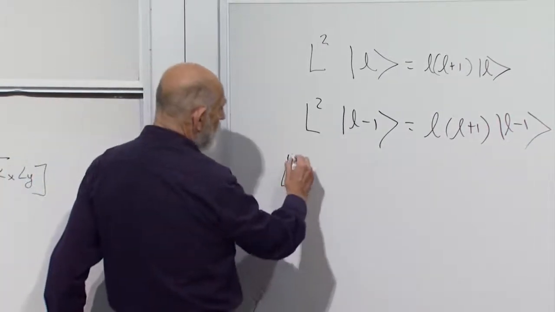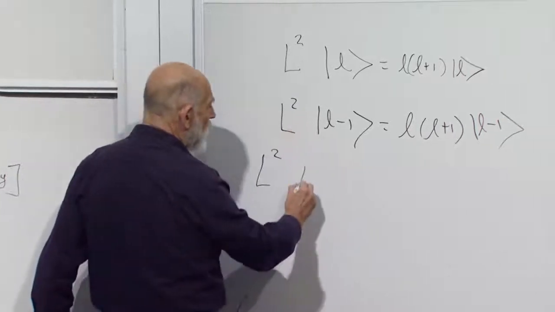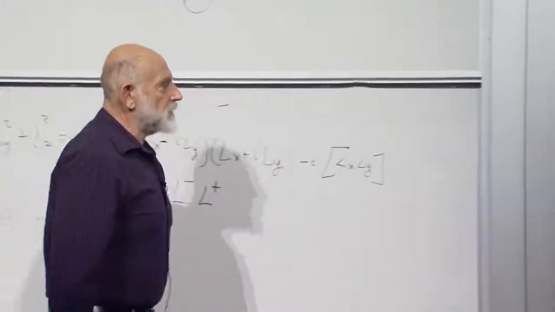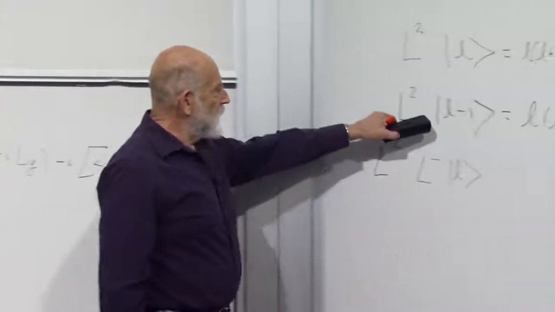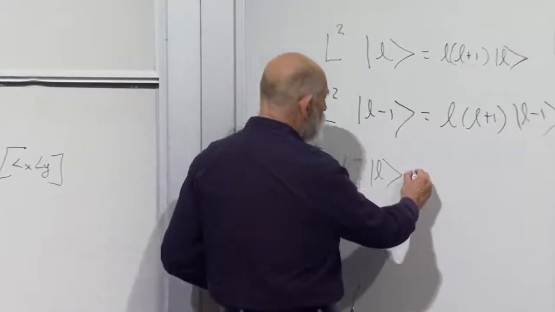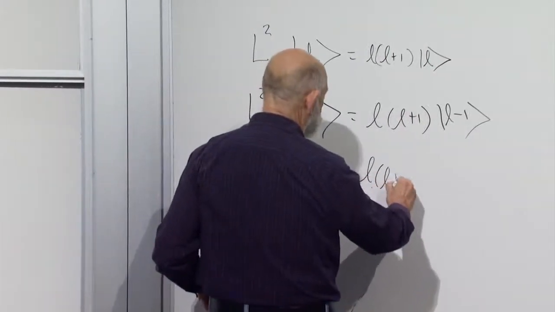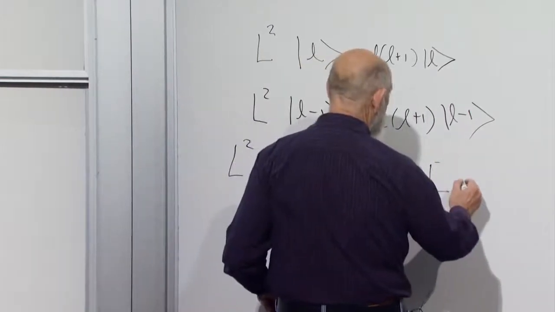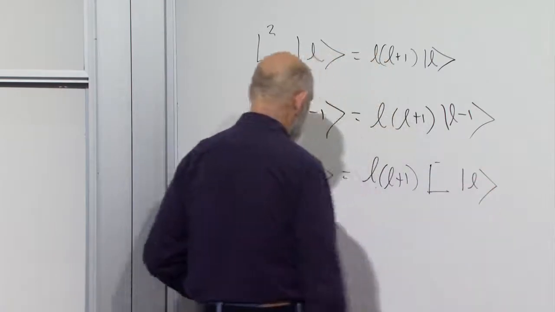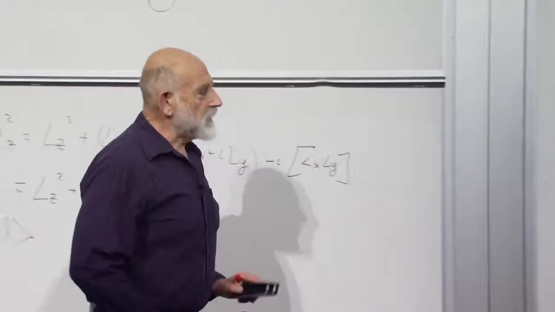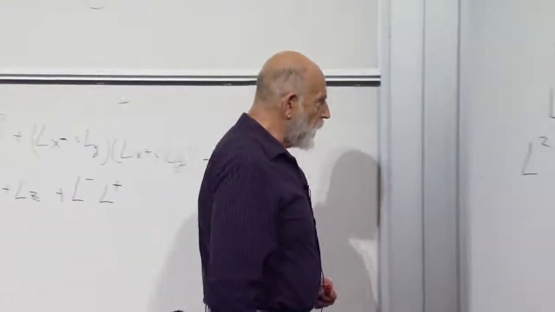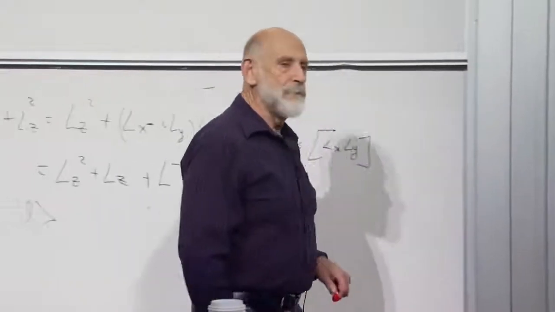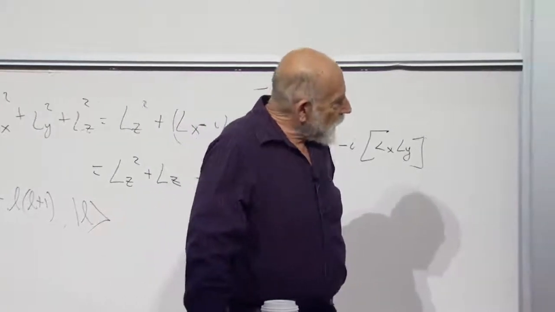Well, you start with L squared, and now hit this with L minus on L. L minus on L is the state L minus 1. And we want to prove that's equal to L times L plus 1 times L minus on L. That's the thing you want to prove. Okay. Can anybody guess how to prove it? Does the algebra here suggest anything?